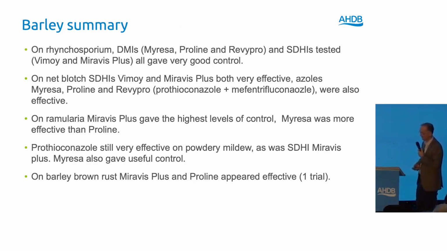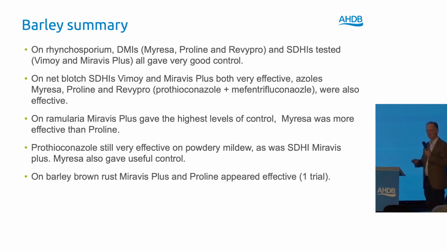So to sum up on barley, on rhynchosporium, the DMIs and SDHIs both seem to work very well and work well together. On net blotch, I think the SDHIs are particularly effective. The azoles also add some good and useful activity. Clearly on ramularia, Miravis gave us the highest level of control. Myrisa is still very effective and more effective than prothioconazole.